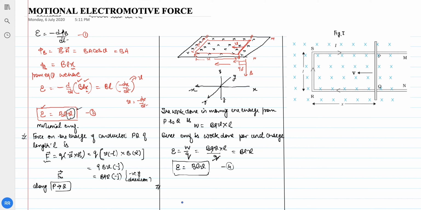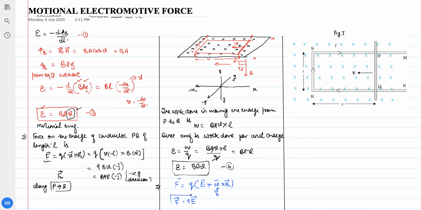I will choose this color. This is F is equal to q into E plus v cross B. So this is v cross B. Okay. So now as this conductor is stationary, the velocity is equal to 0. So you are left with the force is equal to q times E vector.